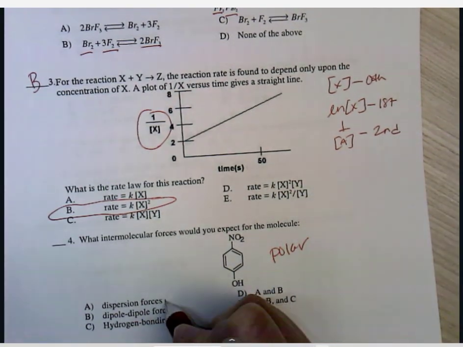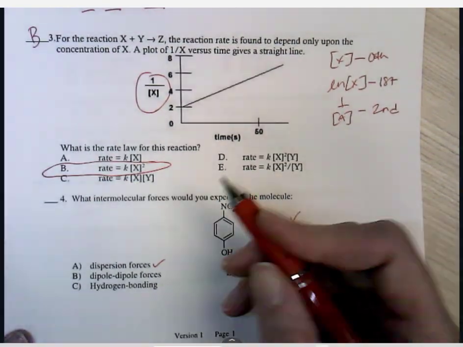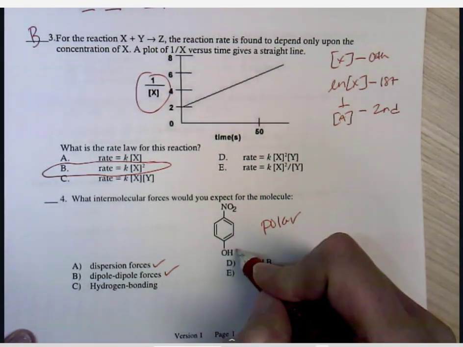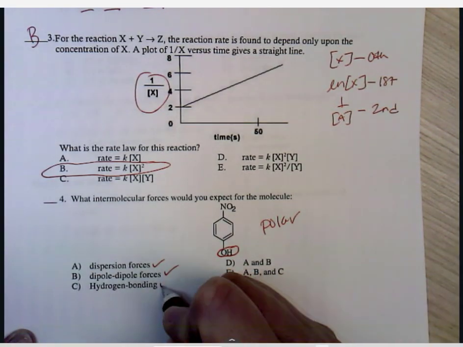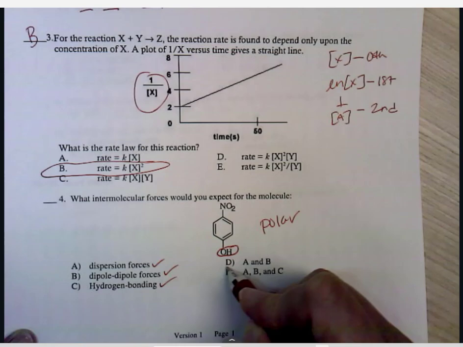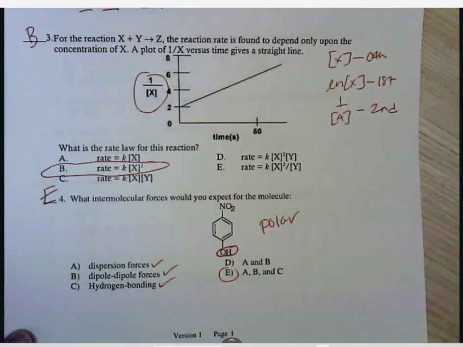So yes, dispersion 100%, right? We know that. Dipole because it's polar. And then here we have a hydrogen directly bonded to an N, O, or F, so it would have hydrogen bonding as well, so E.